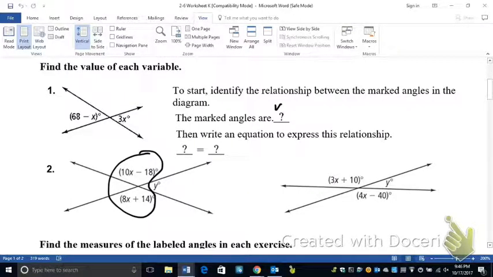So we're going to start off now, 2 and 3 we're going to have to run twice. So the first time we're going to say that those two are vertical, and that's going to allow us to find the value of angle x. Not angle x, the variable x. So we go 10x minus 18 equals 8x plus 14.